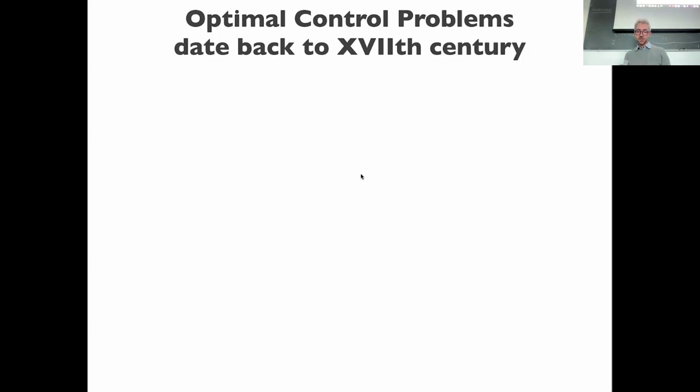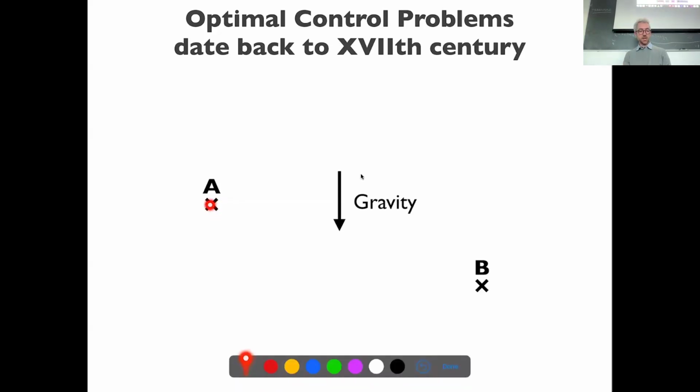So it dates back to the 17th century, and the first problem that was solved with this kind of techniques, it's a very simple problem. You have a ball that starts from a point A and has to reach a point B subject to gravity. So gravity is pushing downward. And the question was, what should be the shape of the terrain connecting point A to point B that makes the ball reach point B in the minimum time?